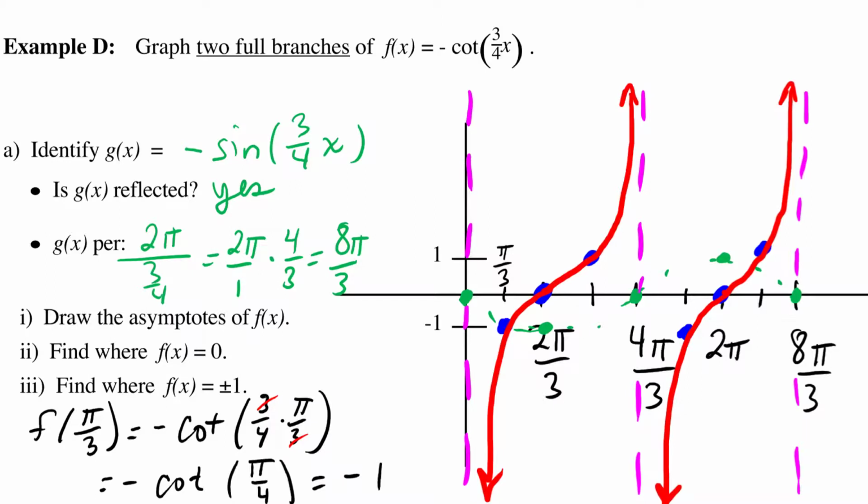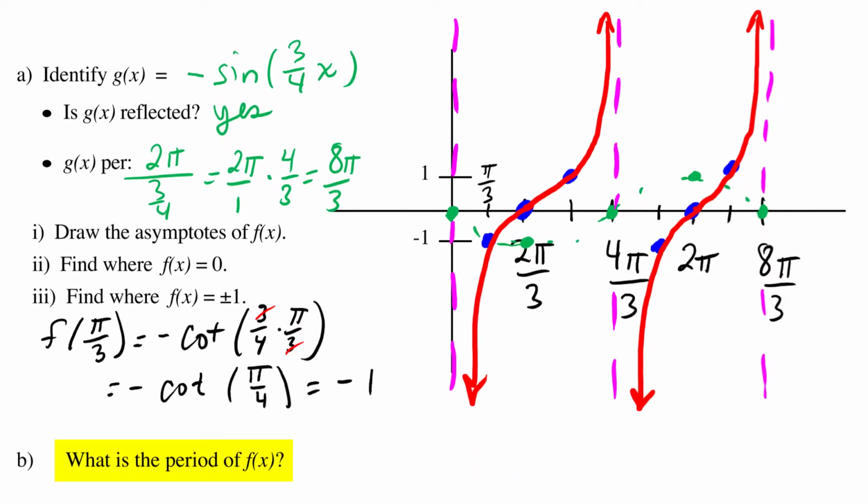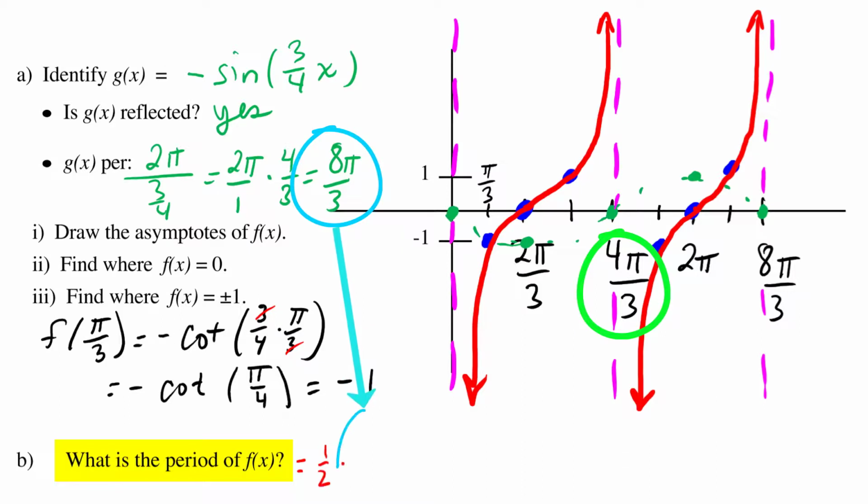I think you can just look and see what the period for cotangent is. From the first asymptote to the second asymptote is a distance of 4 pi over 3. But we can also find it by taking half of the period for sine. 1/2 of 8 pi over 3 is 4 pi over 3.